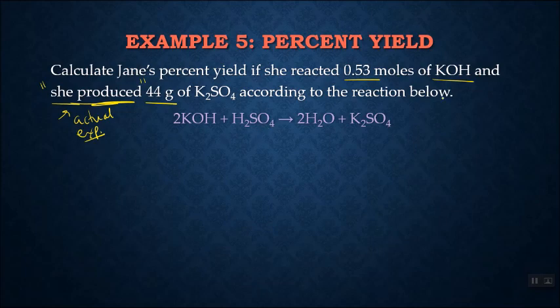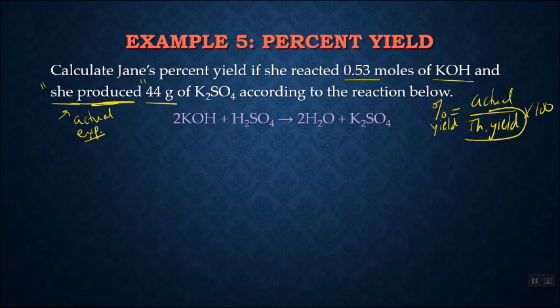But we need to find, because percent yield is going to be actual over the theoretical times 100, right? So we need to find this value right here by doing some stoichiometry. We're going to set that up, starting with our given amount here. We have the 0.53 moles, and it says she produced 44 grams of the potassium sulfate. So that's what we're looking for.